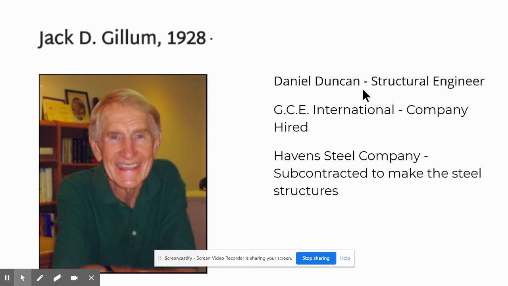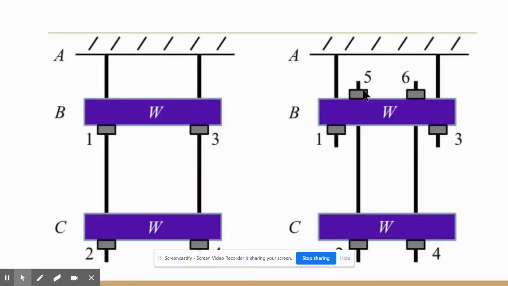Another person that's in the story is Haven Steel Company. That is who he hired or subcontracted out to make the steel structures. All right. And so the story is really going to focus between Jack and then Daniel Duncan, who was also part of the story because he's the one who I think initially signed off, and then the steel company that made it. So as you can see here, the picture on the left shows Jack's original design.